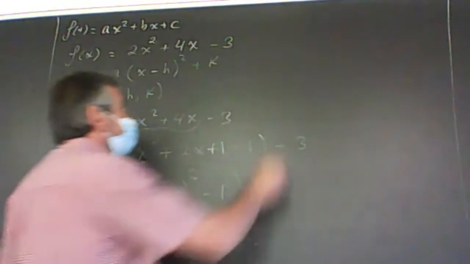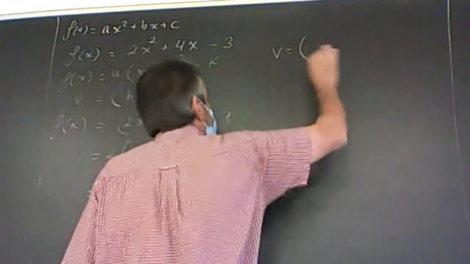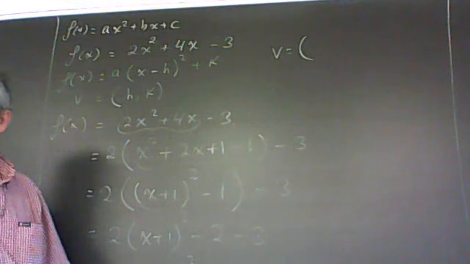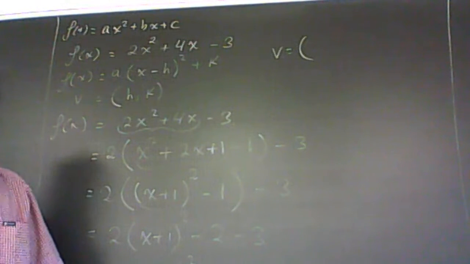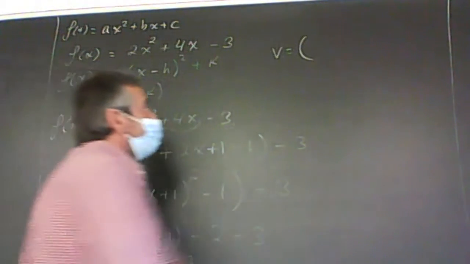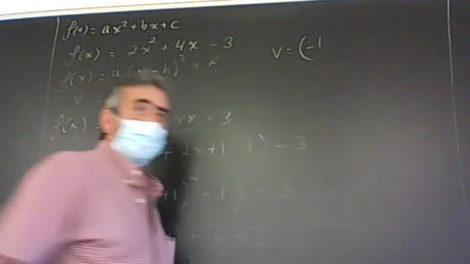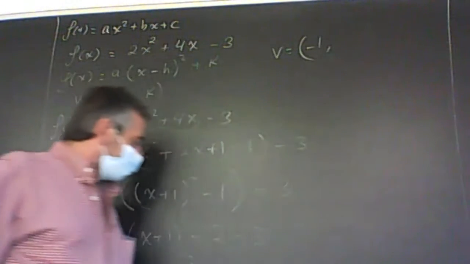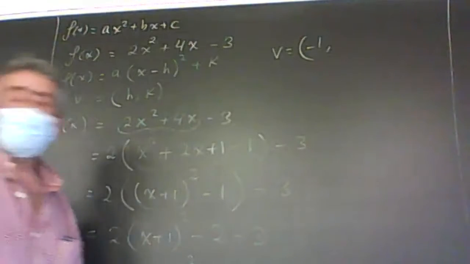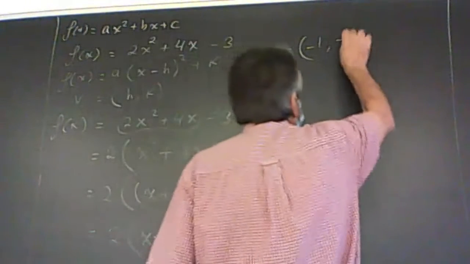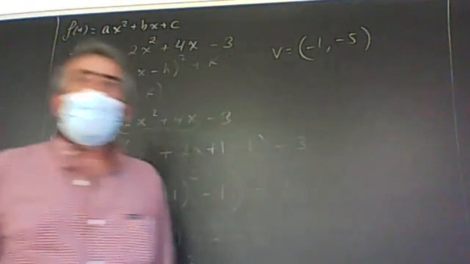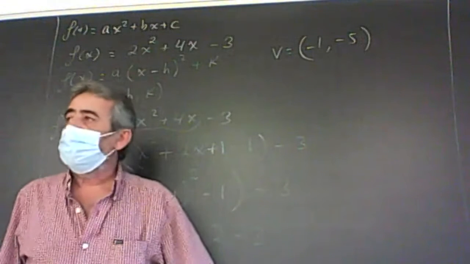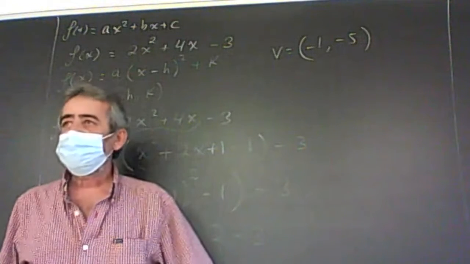Okay, so now what's the vertex? Always the opposite of what's inside the parentheses. So we have a plus 1. This is going to be a negative 1, comma, the y value will be a negative 5. So now we know the vertex of this particular parabola.